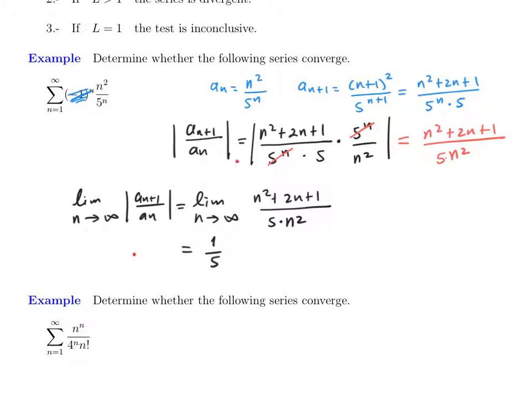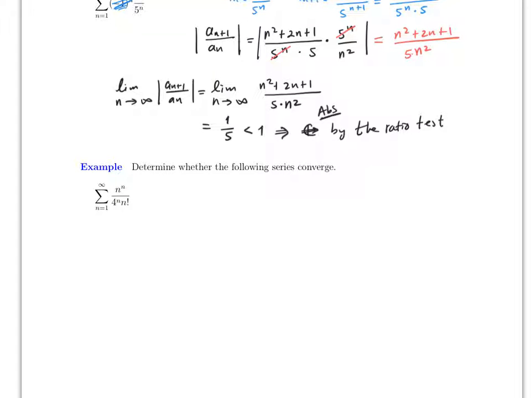All we care about here is to check if this is more or less than 1. So 1/5 clearly is less than 1, so that implies that the series converges by the ratio test. Actually, the series is absolutely convergent because we use the absolute value. Let's move to the following example.